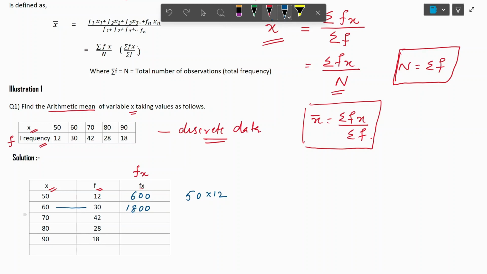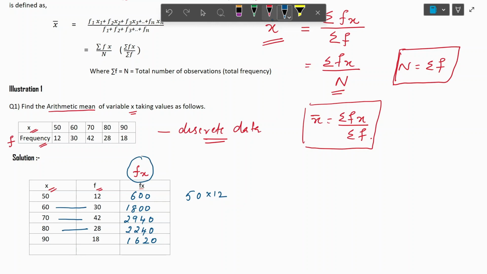Next one is 70 into 42. That is 2940. Next is 80 into 28. That is 2240. Next is 90 into 18. That is 1620. That means here we completed the column. That is your third column, F into X. F into X means F multiplied with X.